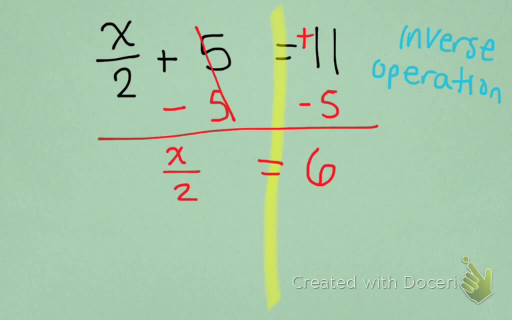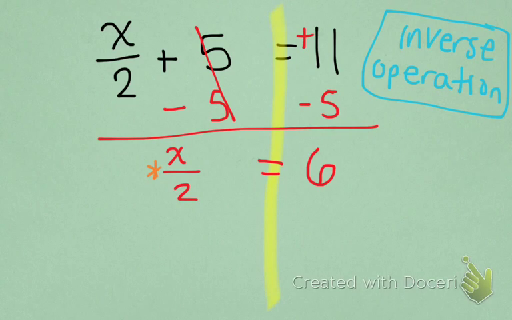Again, we need to get rid of that 2. We haven't actually solved for x yet, because x is not alone. X is not isolated. So we have to do the inverse operation, and you have to think, well, what's going on? What is that 2 doing to that x? It's dividing it. So the inverse of division is multiplication.